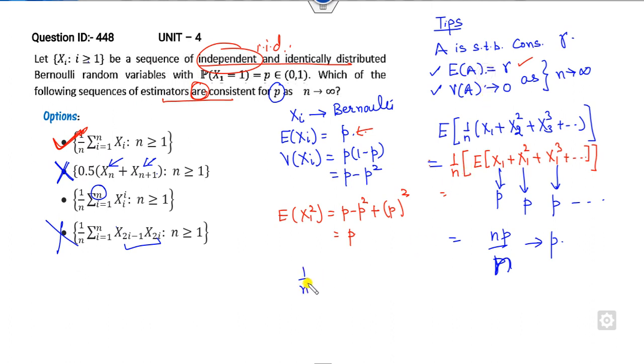Again, 1 by n square is outside. So this is the variance of X1, variance of X2, and so on. You can clearly see that this is n times p(1 minus p), which again goes to 0. So this is also the right answer, only because of the independent and identical conditions. So this is the way you can solve all these statistics questions in a very simple manner.